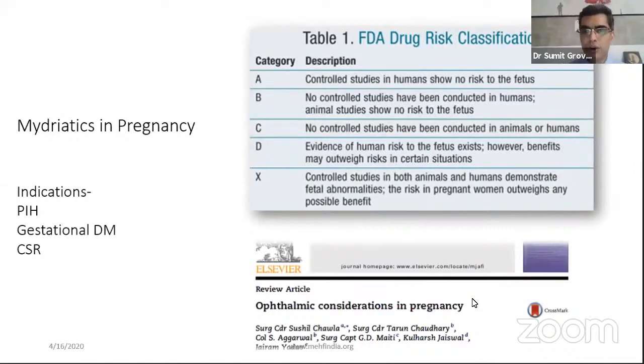And I urge you all to go through this article, not only for the mydriatics and cycloplegics, but for all the ophthalmic drugs which you will be encountering in your day-to-day clinical practice, and it is very useful for your clinical practice. So just take note of this.